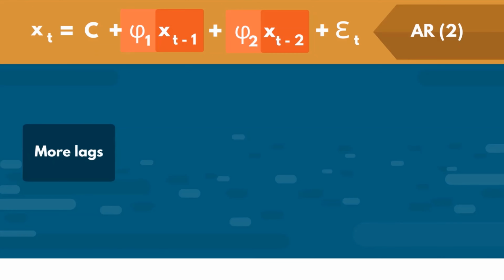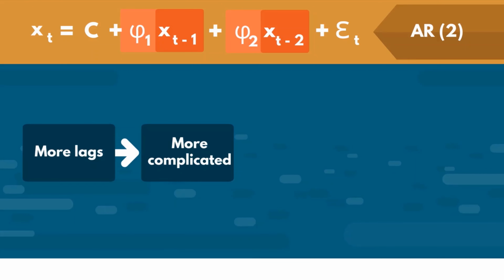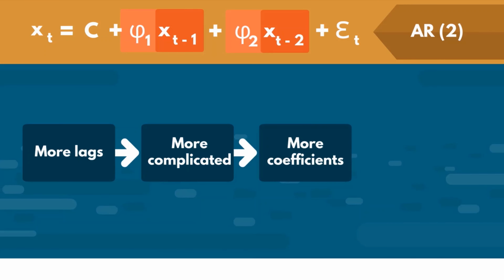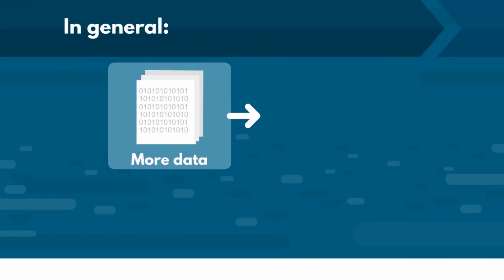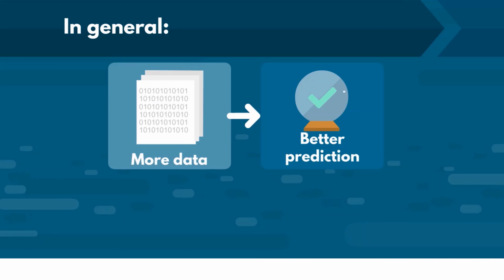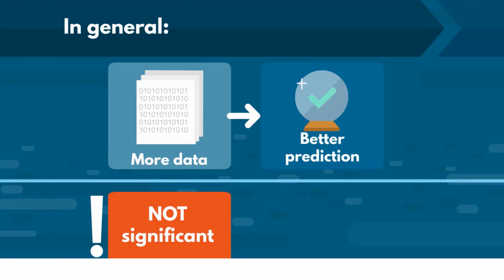The more lags we include, the more complicated our model becomes. The more complicated the model, the more coefficients we have to determine, and as a result, the more likely it is that some of them would not be significant. Now, in general, a model which takes into account more data to make a prediction is usually better. However, if the coefficients are not significantly different from 0, they would have no effect on the predicted values, so it makes little sense to include them.